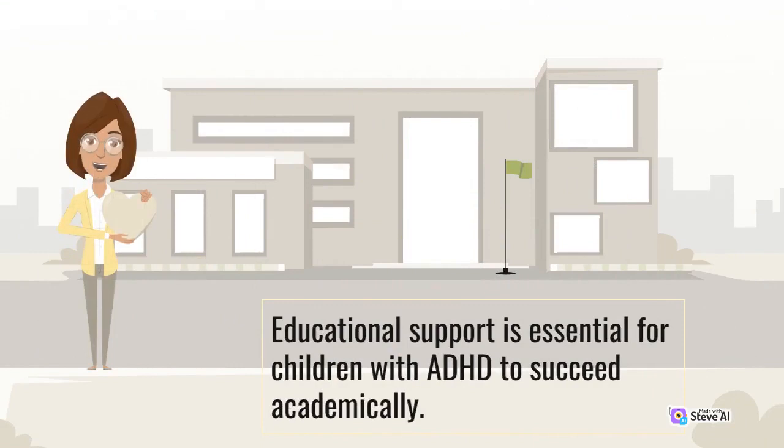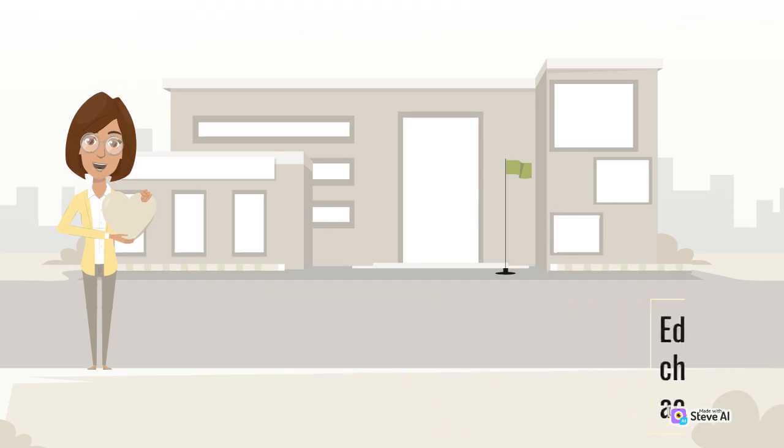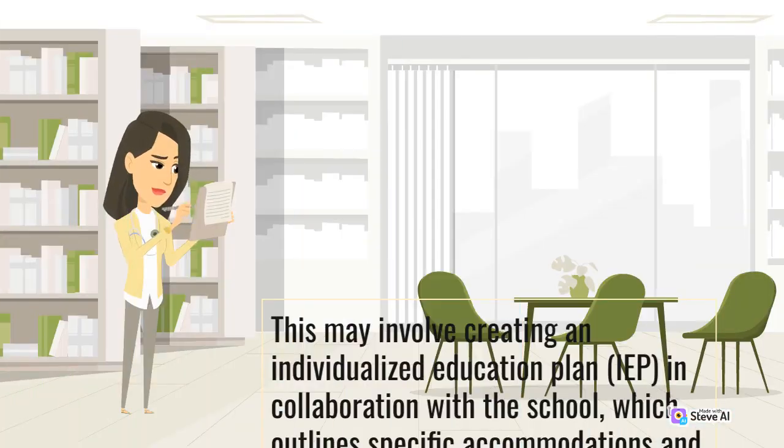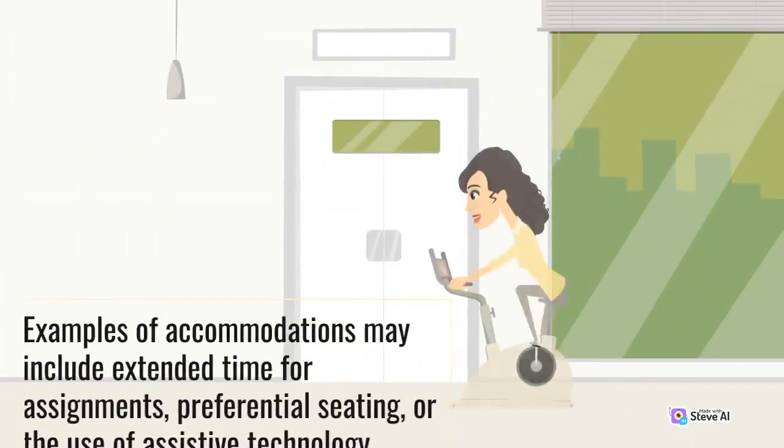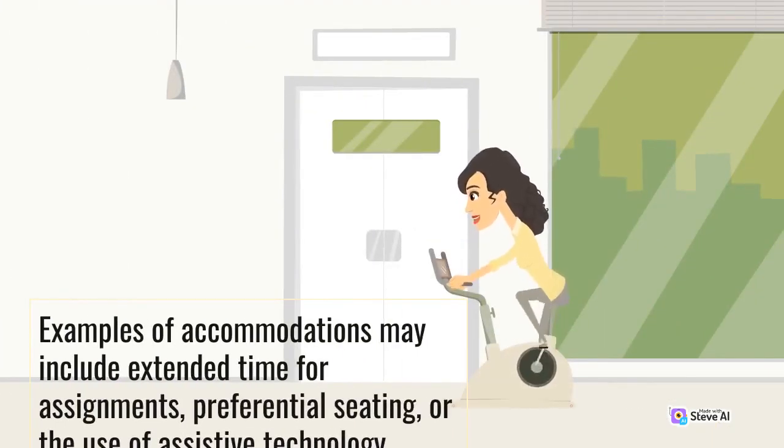Educational support is essential for children with ADHD to succeed academically. This may involve creating an individualized education plan, IEP, in collaboration with the school, which outlines specific accommodations and modifications to meet the child's unique needs. Examples of accommodations may include extended time for assignments, preferential seating, or the use of assistive technology.